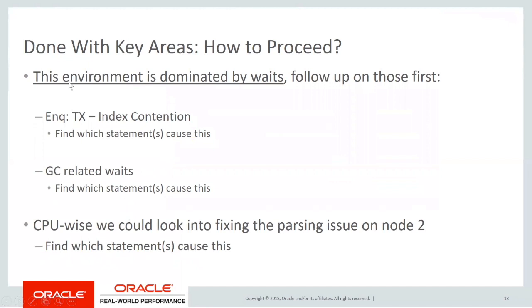So now we're done with the key areas, and we're going to ask how to proceed. Well, this environment is dominated by waits, so we're going to follow up on those first. And then we may also look, CPU-wise, at fixing that parsing issue on the second node. So the waits were the enq TX index contention on the first node and the global cluster waits on both nodes. So let's go to the enq TX index contention first.